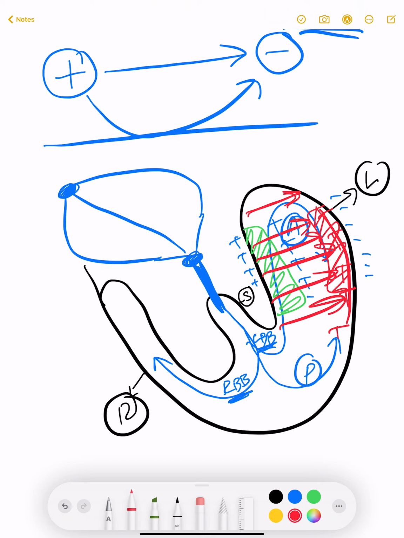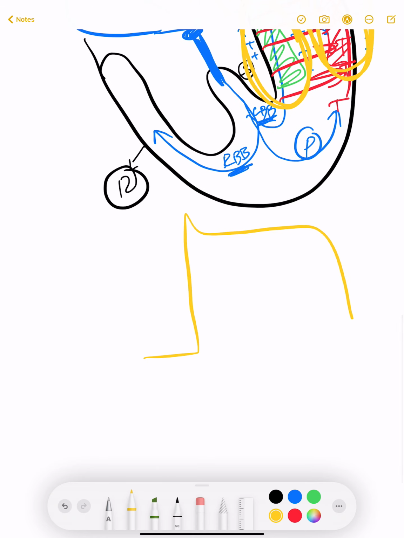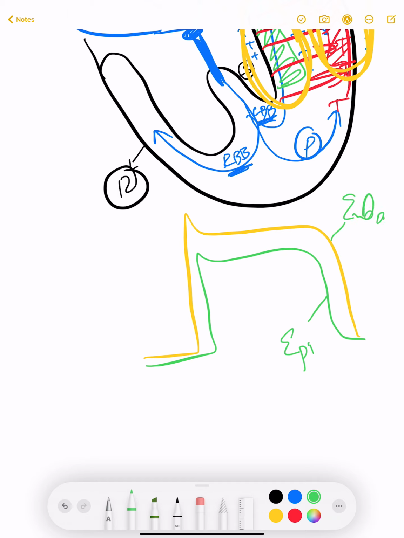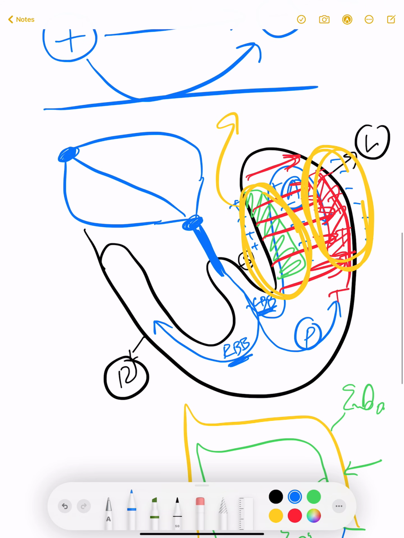When repolarization starts, we know there is a special property of our cardiomyocytes: the cells which are first to depolarize will be last to repolarize, and the ones which are last to depolarize will be first to repolarize. We remember our two different types of action potentials, epicardium and endocardium. Our endocardium was depolarizing first but repolarizing later, and similarly epicardium was depolarizing later but repolarizing earlier. So this is what happens during repolarization as well.